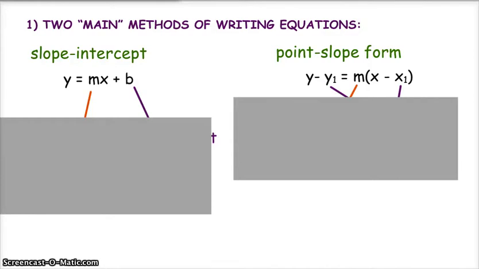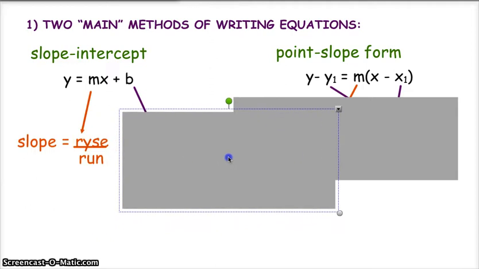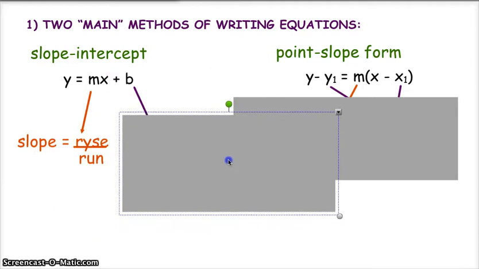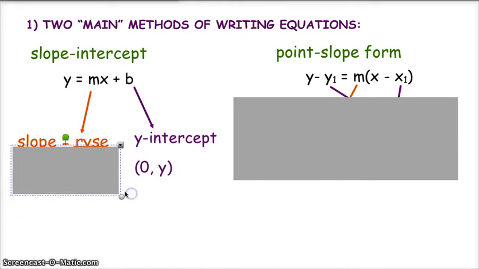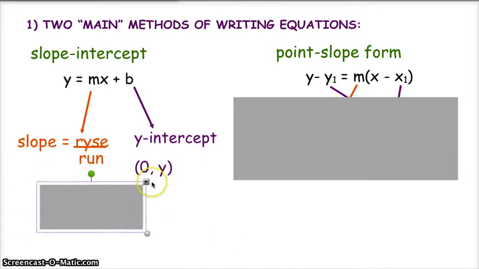Today I want to review with you how to write the equations of lines. There are two different main ways of writing equations of lines. The first is slope-intercept, y equals mx plus b. The m stands for slope, rise over run. The b stands for y-intercept. It is the point where the graph crosses the y-axis.